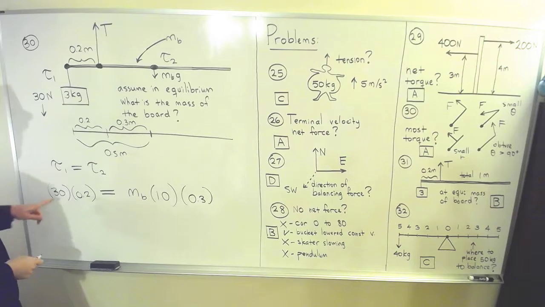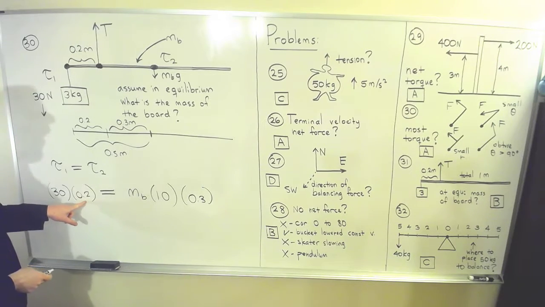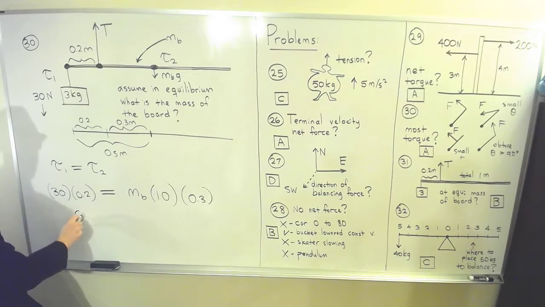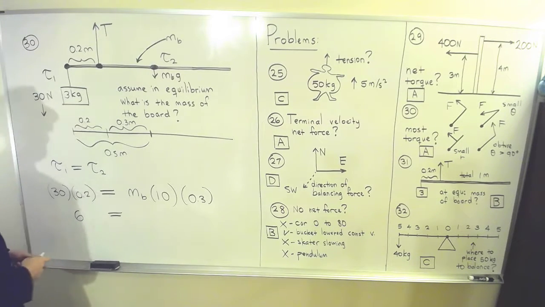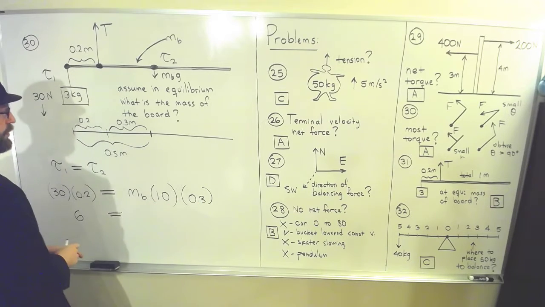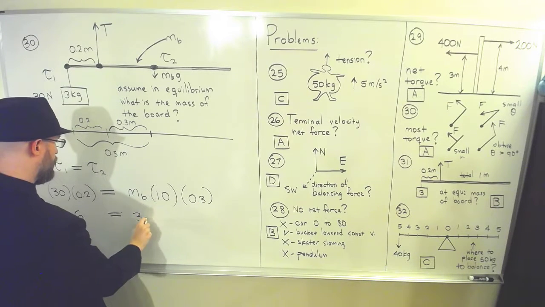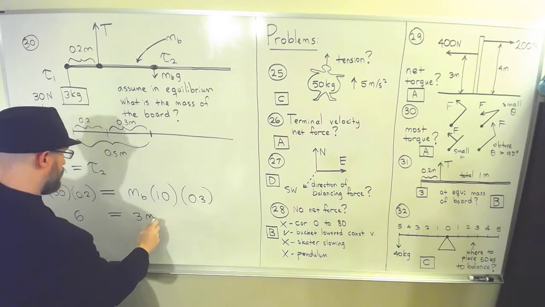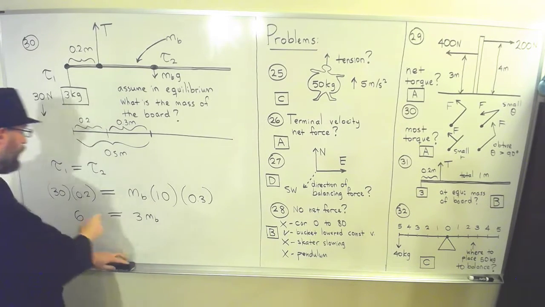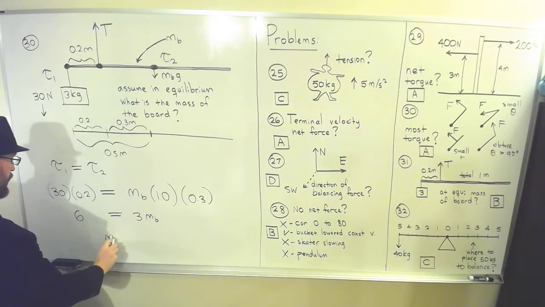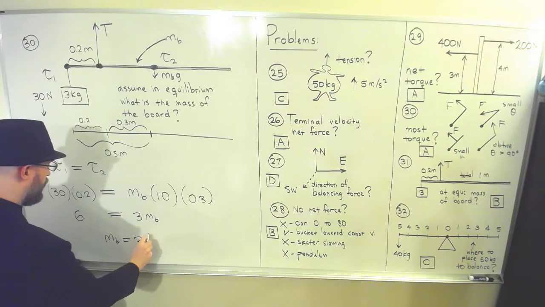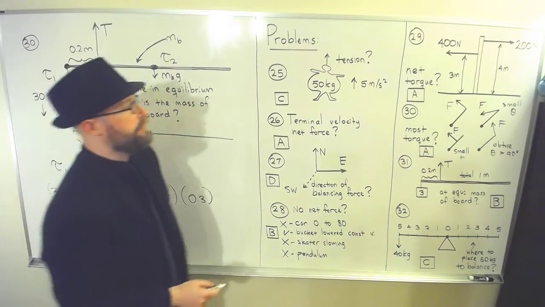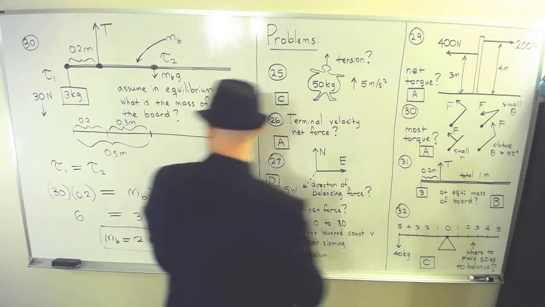I haven't put in units here. I could put in newtons, here I could put in meters, etc. I'm just simplifying things here. So this comes out to 6 on this side of the equation. What does this come out to? 10 times 0.3, so 3 times the mass of the board. So I divide both sides by 3 and I get the mass of the board is 2, and the units are going to be kilograms. And that's answer choice B.